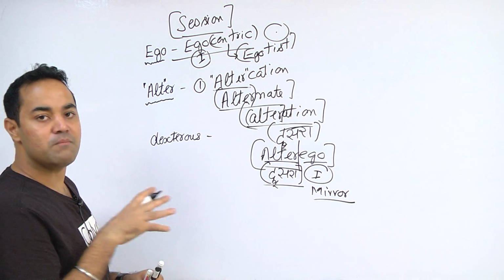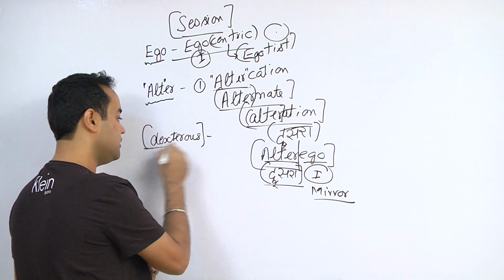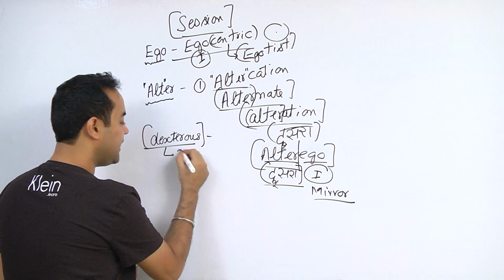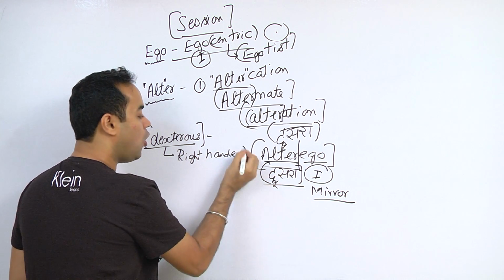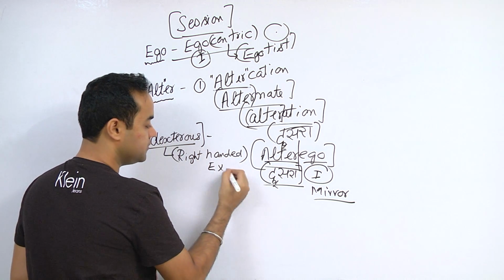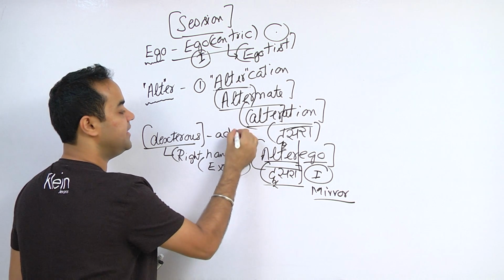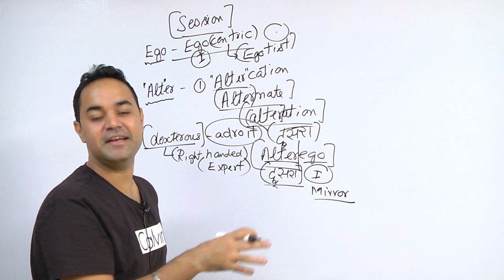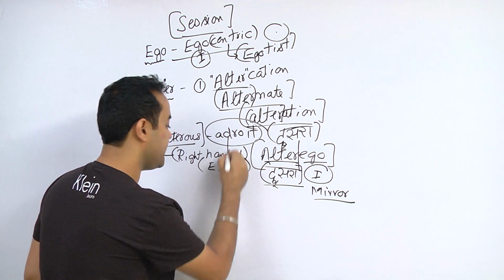Next one, the 4 most important words of, in fact, this book and my favorite book, Norman Lewis, is dexterous. Dexterous means right-handedness. Anybody who can use his right hand pretty well, or in short, he's an expert. The synonym for this word is adroit. A-D-R-O-I-T. Adroit.